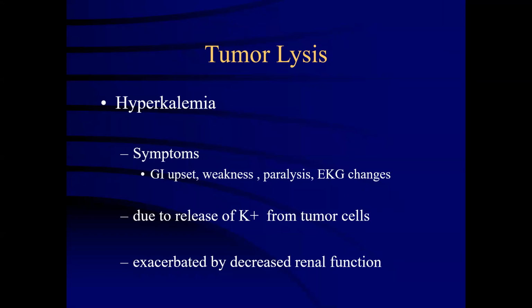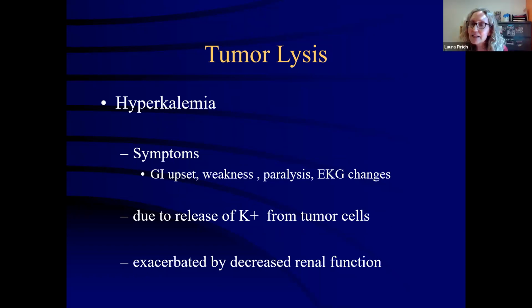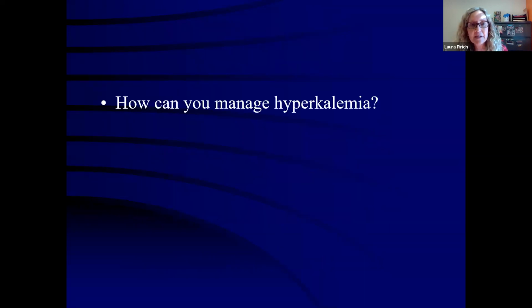Peaked T waves. Right, so peaked T waves, and maybe, and I'm not a cardiologist, but the QRS can sometimes be widened also. But other symptoms, like I said, the GI upset and weakness, and the same mechanism as with the phosphorus and uric acid, you have release of potassium from tumor cells. And the hyperkalemia is worsened if the kidneys can't get rid of the potassium. So if you already have a decrease in renal function, then you're going to have even more problems with hyperkalemia.